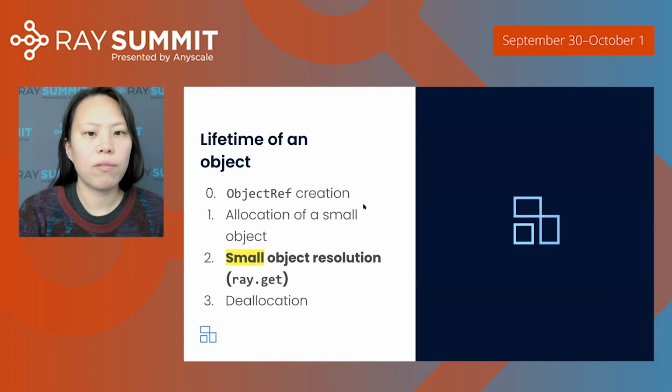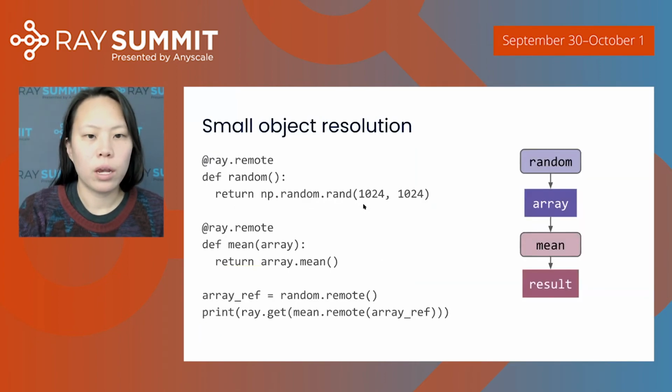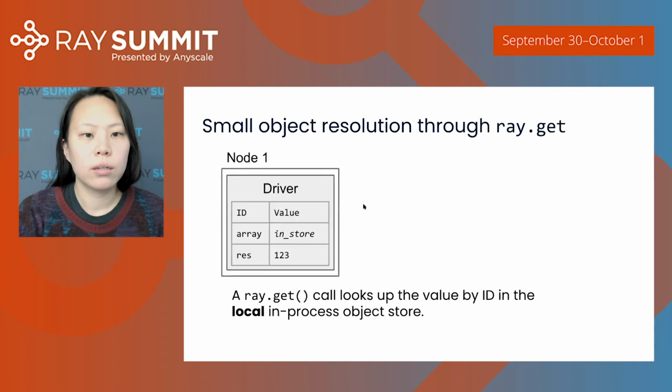From there, getting the value of a small object is also pretty straightforward. In the code, we did this by calling ray.get on the object ref returned by the mean task. This is implemented with a lookup to the local in-process store. Then we just copy the value to Python.